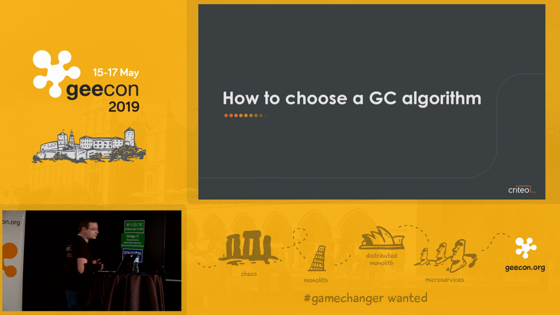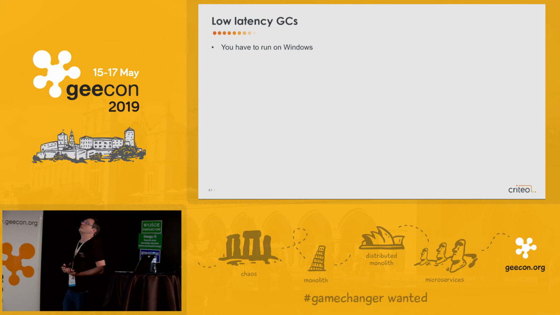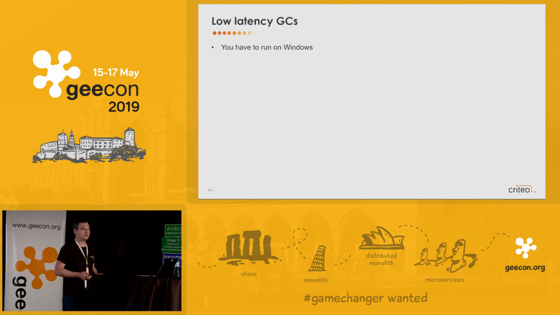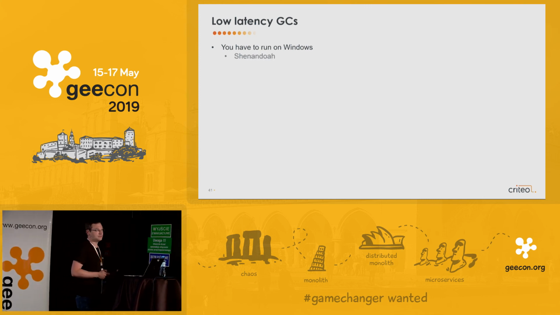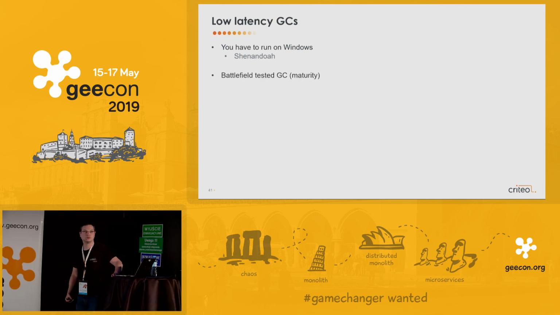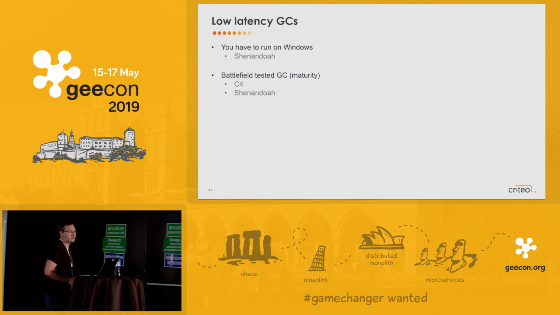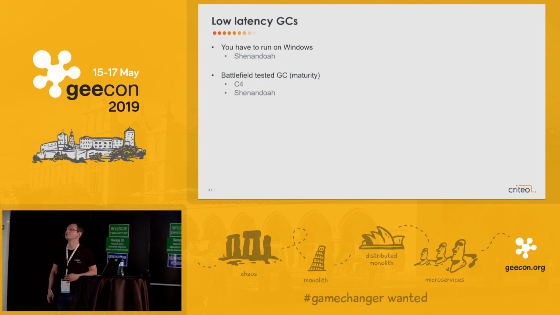So finally, how to choose a GC algorithm between those three? If you run on Windows, that's simple. Use Shenandoah. That's the only one available right now for Windows. If you want a very mature, low latency GC that is battlefield tested, I recommend C4, but also Shenandoah, which is now very production ready.